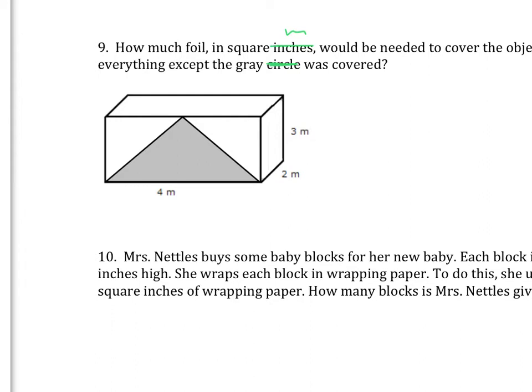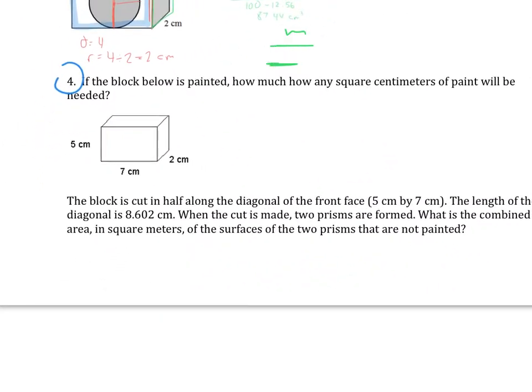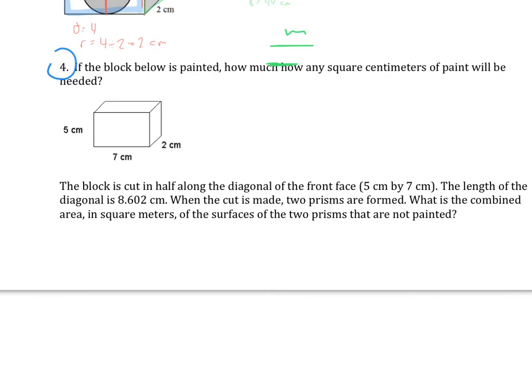Number 9, you're doing the whole surface area minus this triangle on the front. So same kind of approach as number 3. So we'll see what you can do on that. 4. All right, number 4.